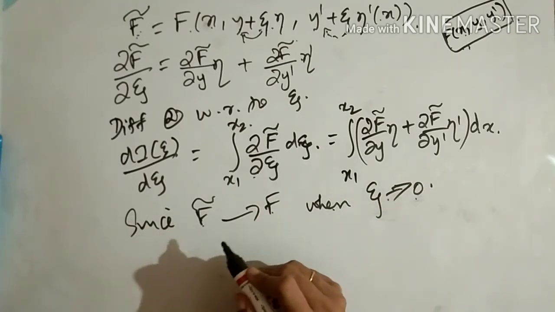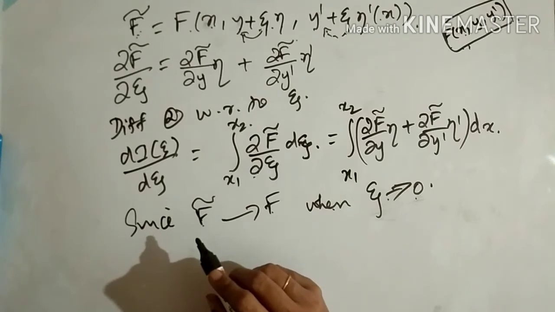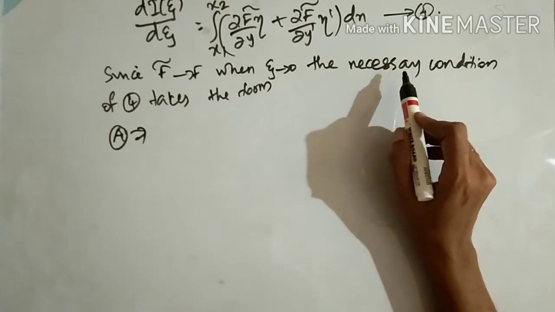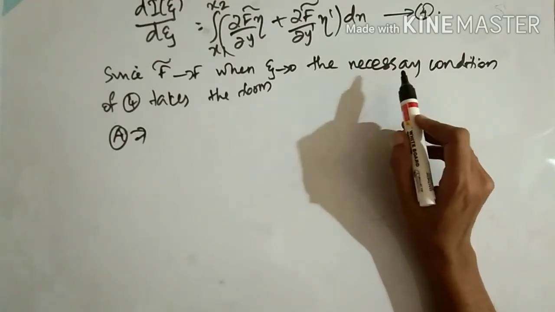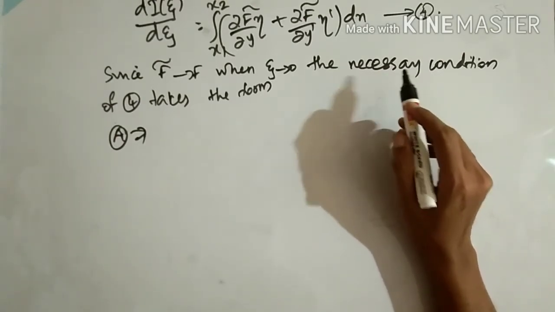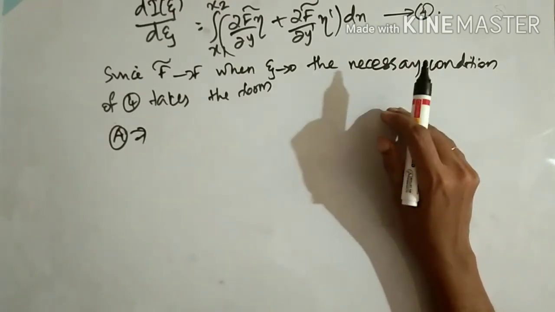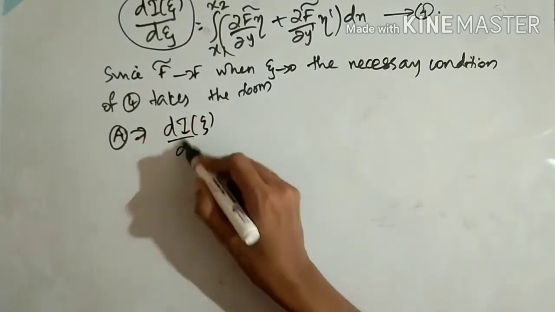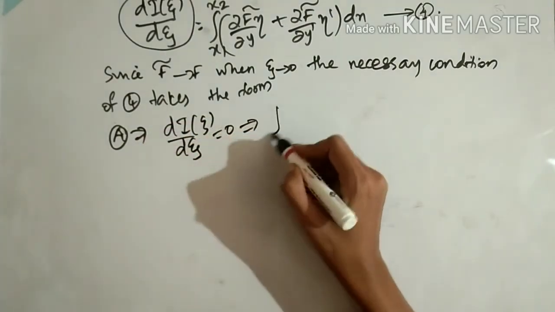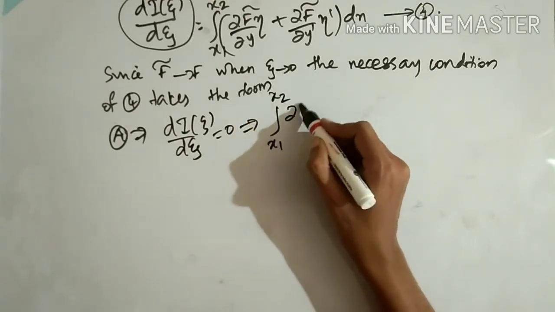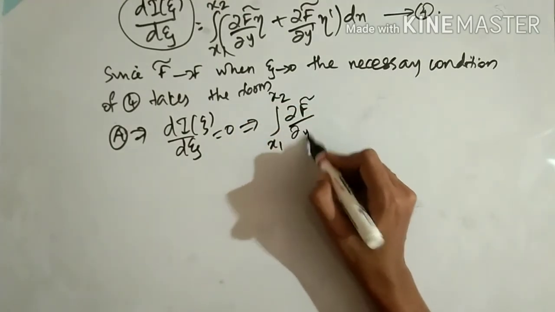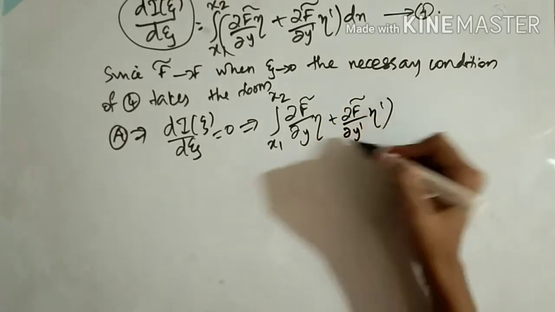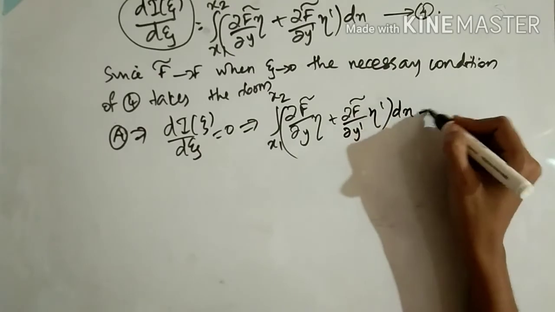Now the necessary condition becomes, you can see the function is minimum. So what is the necessary condition? You might know that the necessary condition for the minimum of a function is that the first derivative will be equal to 0. Here the first derivative will be this one. So dI of ε divided by dε is equal to 0. This implies integral x1 to x2 ∂f tilde divided by ∂y times η plus ∂f tilde divided by ∂y' times η' dx is equal to 0.